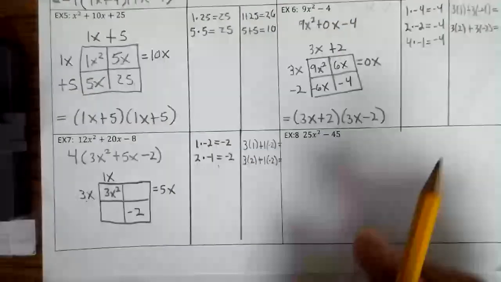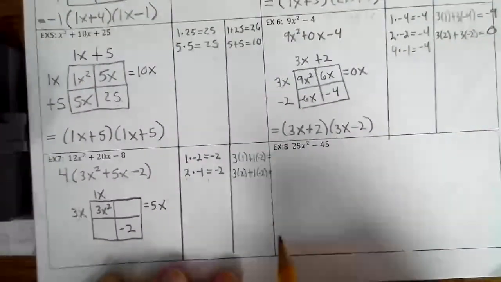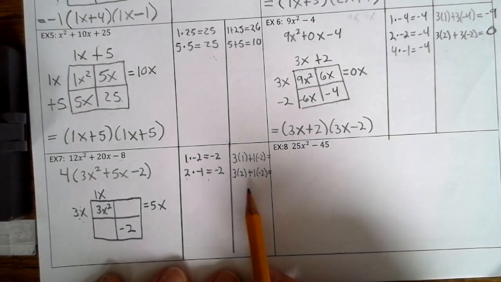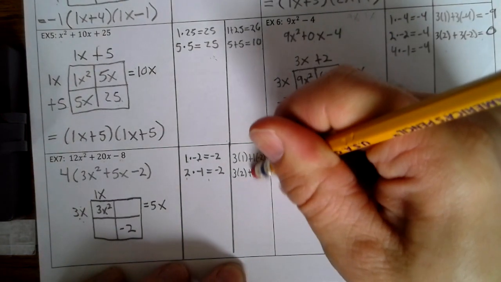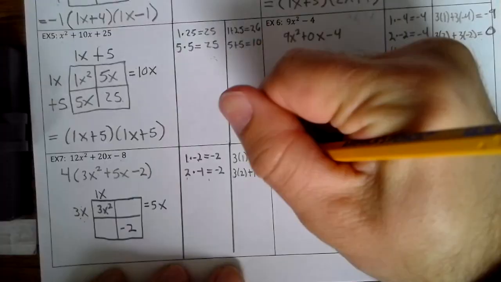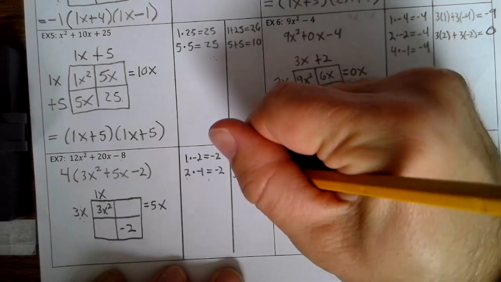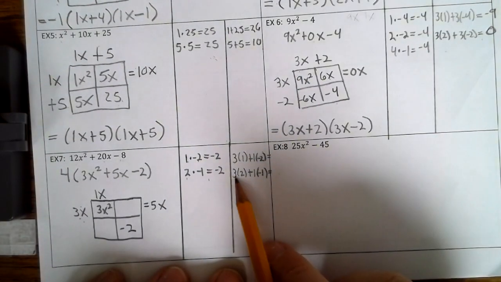Oh, wait a second, I'm sorry, that's a negative 2, that's correct. But this should be a negative 1. So 3 times 2 is 6, minus 1 is 5. So this combination works, but the 3 has to be multiplied by the 2, and the 1 has to be multiplied by the negative 1.